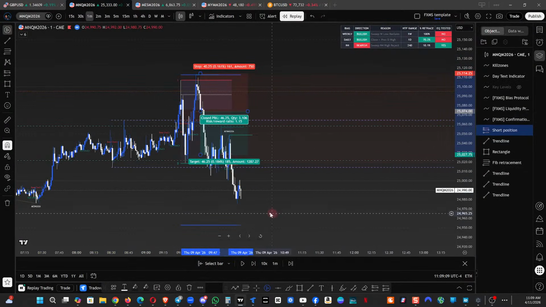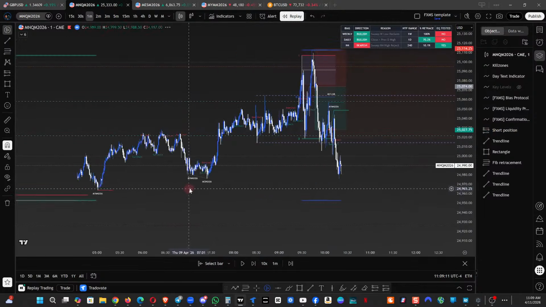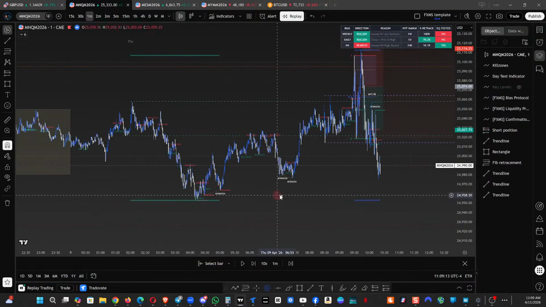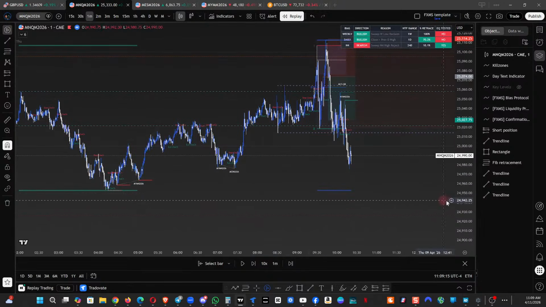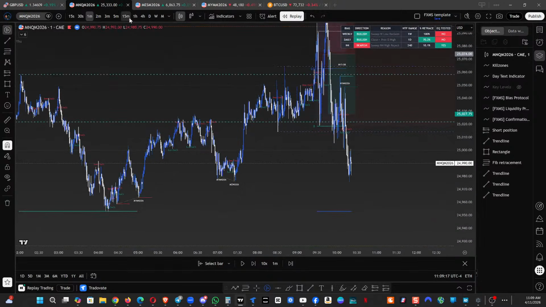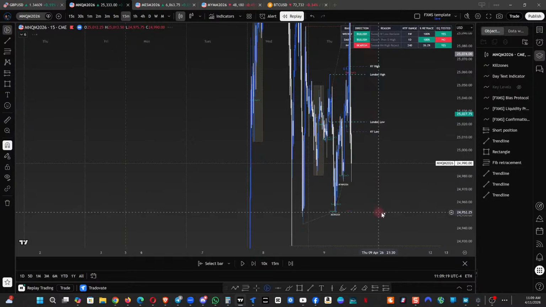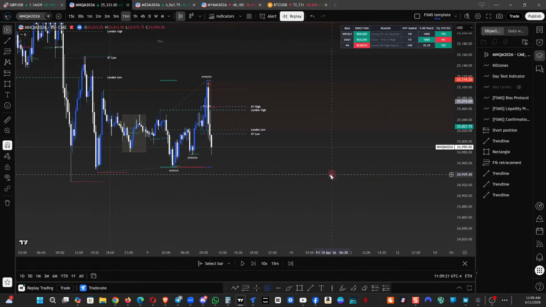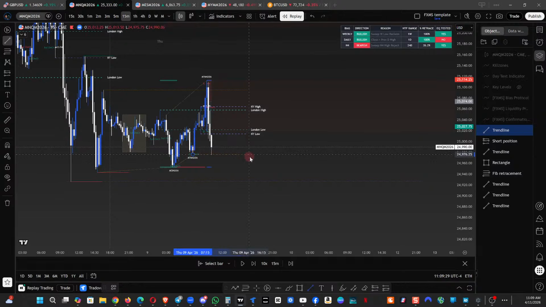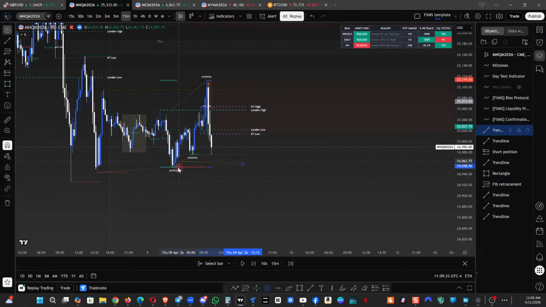Okay, so let's see if there was anything on the opposing side. So we have all of these lows here. Let's see if there's any prominent 15-minute lows we can take out here. So what do we got? We got this low, we got this low. Let's see. This low is one of them. And then this one here.